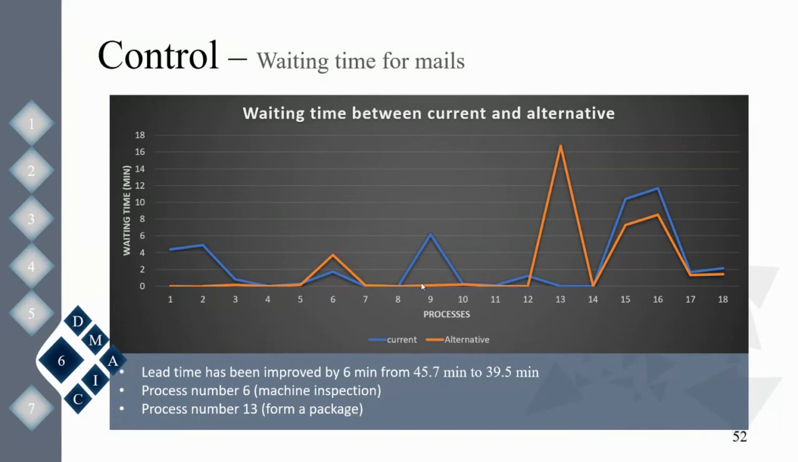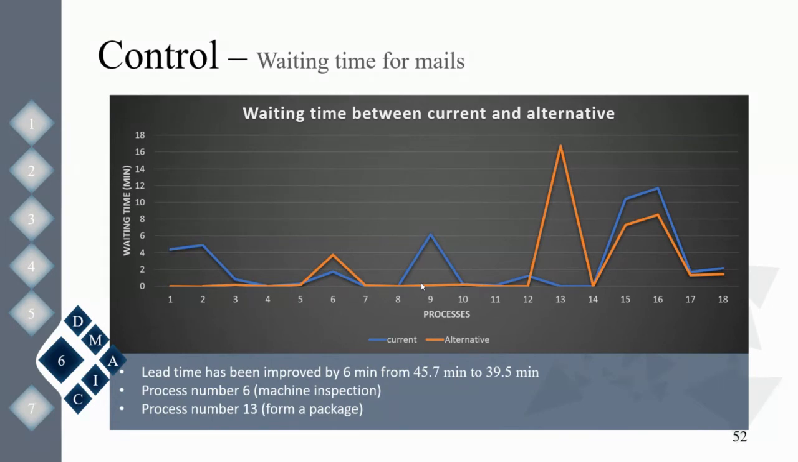As for the increased times in process number 6 and 13, process number 6 is the machine inspection process. It is because the record mails process has been moved from the receiving area and is now located before the machine inspection process, which will both be handled by the same employee. And for this reason, the utilization of the employee has increased from 16.65% in the current state to 27.95% in the alternative solution.